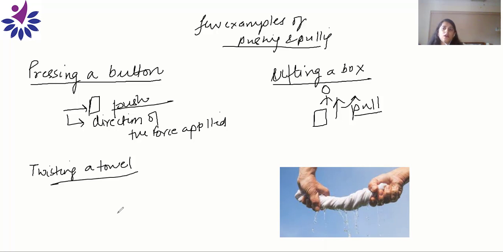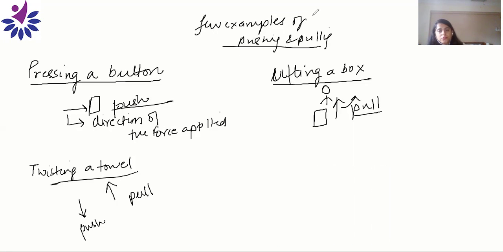What about twisting a towel? It is pulling and pushing both. Oops, did I say correctly? No, it has to be the other way around. This is downwards, so is it towards me or away from me? It is away from me, so it is push. This one is towards me, so it is pulling. So like this, you can find many more examples where you can see whether a push is happening or a pull is happening.